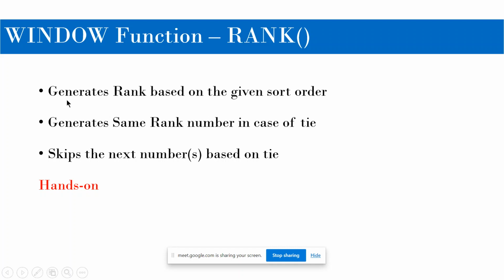In a real life scenario, I can use this rank function to find the most profitable company. Based on their profit, if I sort it, it generates a rank. Based on the population, I can generate a rank for each country. What this rank function does is generate the same rank in case of a tie. If there are 2 records having the same value, then it will generate the same rank. But for the next record, it skips the next number. I'm going to show you how it works.